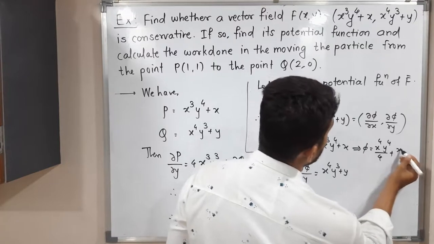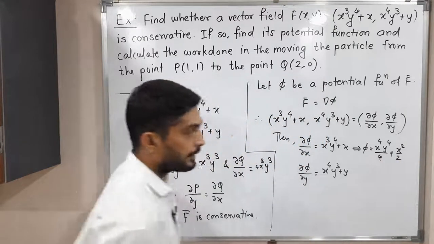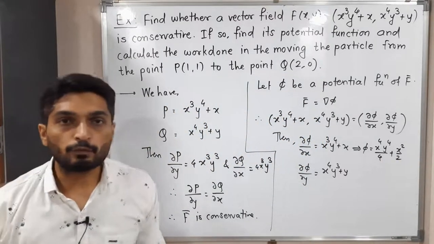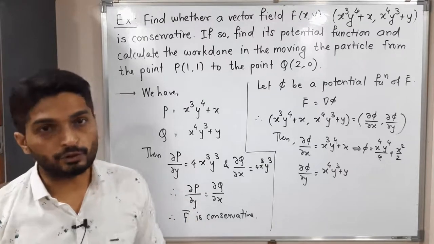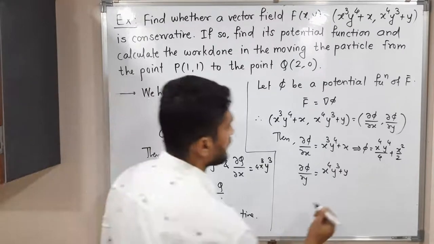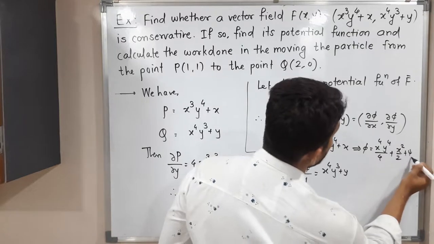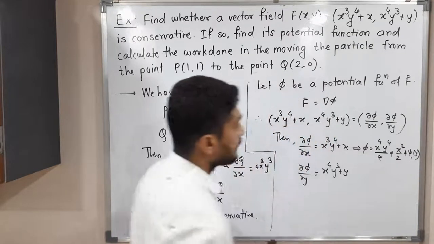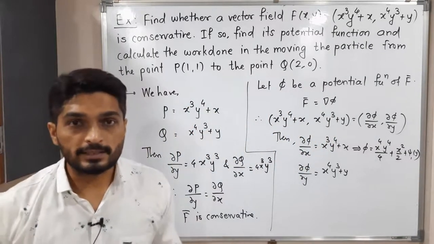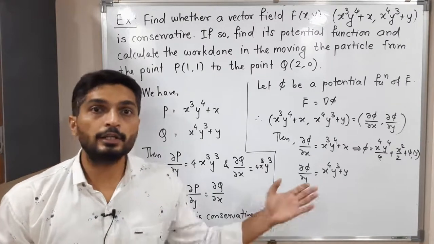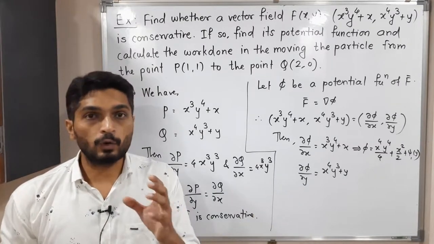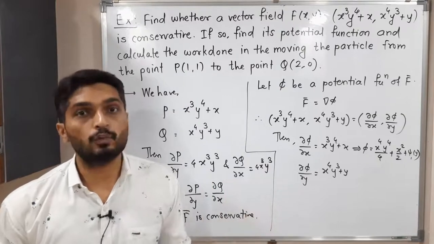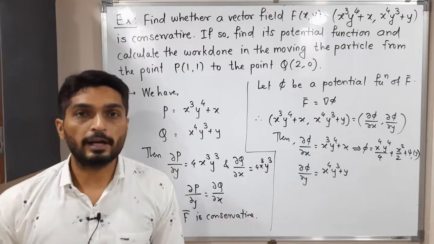Integration of x is x square by 2, right? So when we find integration, obviously we write a constant here, the constant of integration. So what should I write here? Plus psi1 of y. Why am I writing psi1 of y? Since y is also constant, we are integrating with respect to x. So our constant of integration can be a function of y. That's why I've written psi1 of y there.